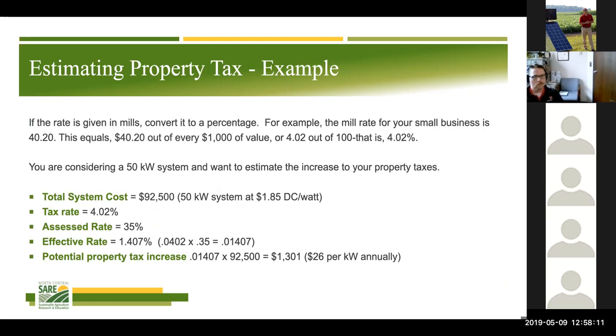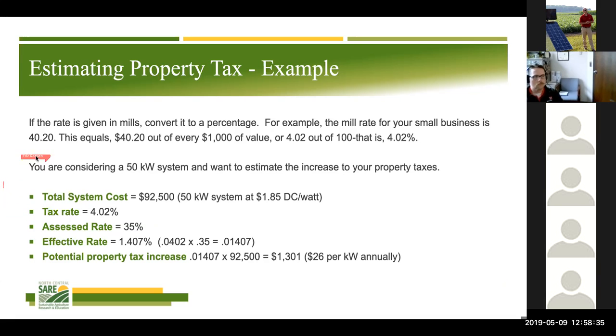So looking at a small example here, I'm going to stick with this same example, just for simplicity purposes, to keep these same numbers in our mind. So a 50 kW system we just showed earlier was $92,500 at $1.85 per DC watt.